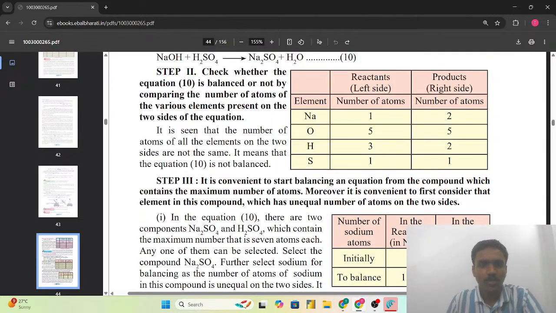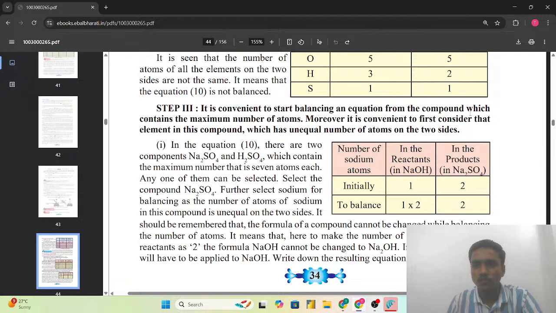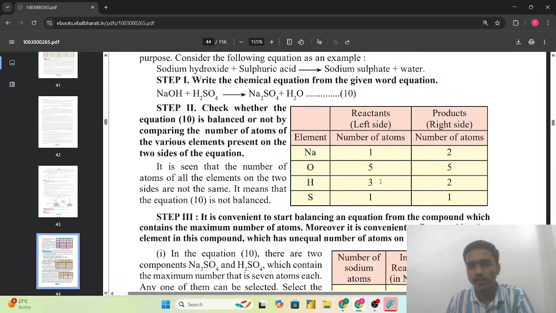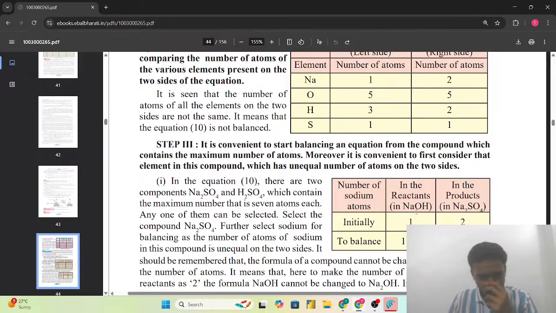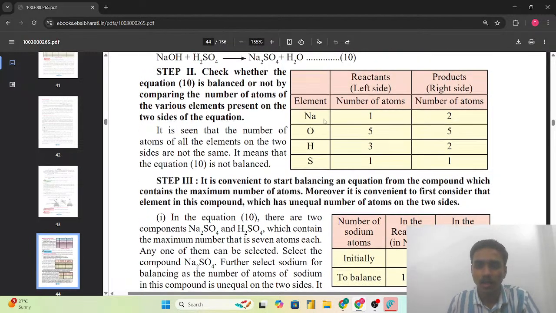So step 3 क्या है? It is convenient to start balancing an equation from the compound which contains the maximum number of atoms. मतलब कि हमें उस एलिमेंट को बैलेंस करने का सबसे पहले स्टार्ट करना है जिसके मैक्सिमम नंबर ऑफ एटम्स हमें उस केमिकल रिएक्शन में दिख रहे हैं. Moreover, it is convenient to first consider the element in this compound which has unequal number of atoms on the two sides. तो सबसे पहले हम एलिमेंट लेंगे जिसके अनबैलेंस्ड है. सो एलिमेंट कौन सा है? इनिशियली यहाँ पर हम देख सकते हैं कि एलिमेंट दैट इज सोडियम इज द एलिमेंट which we are considering here.